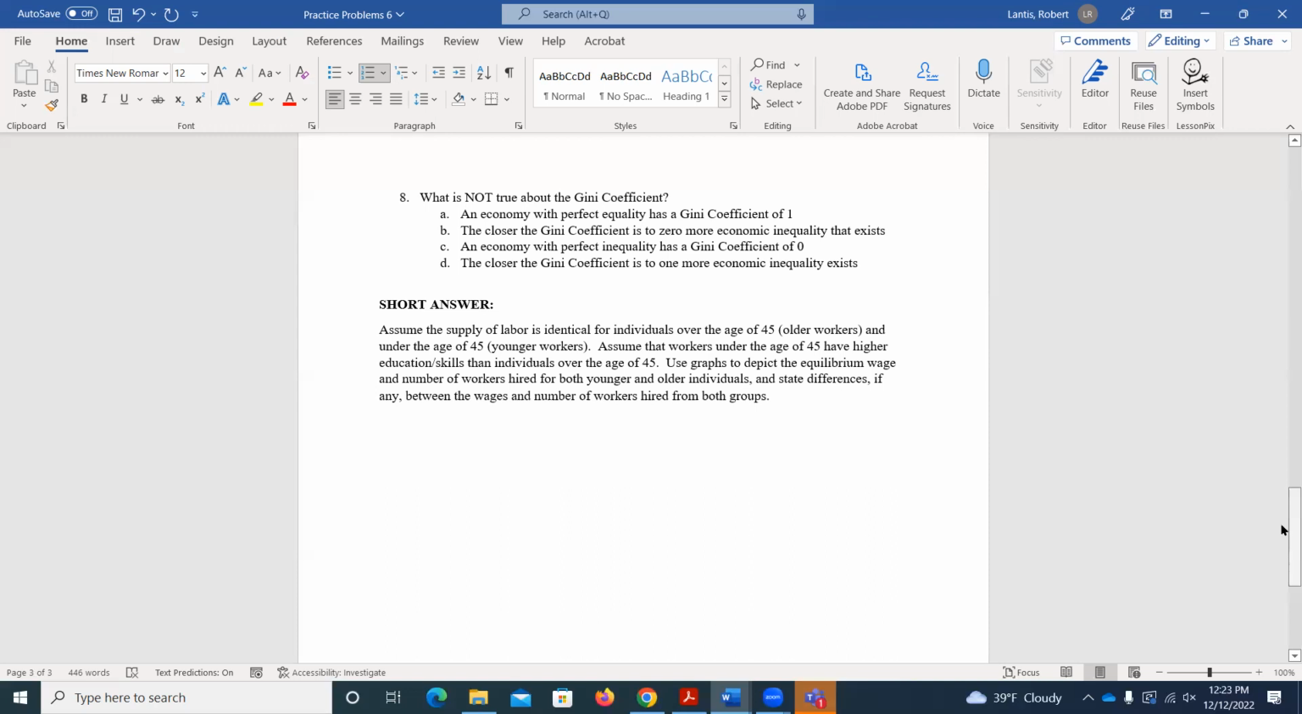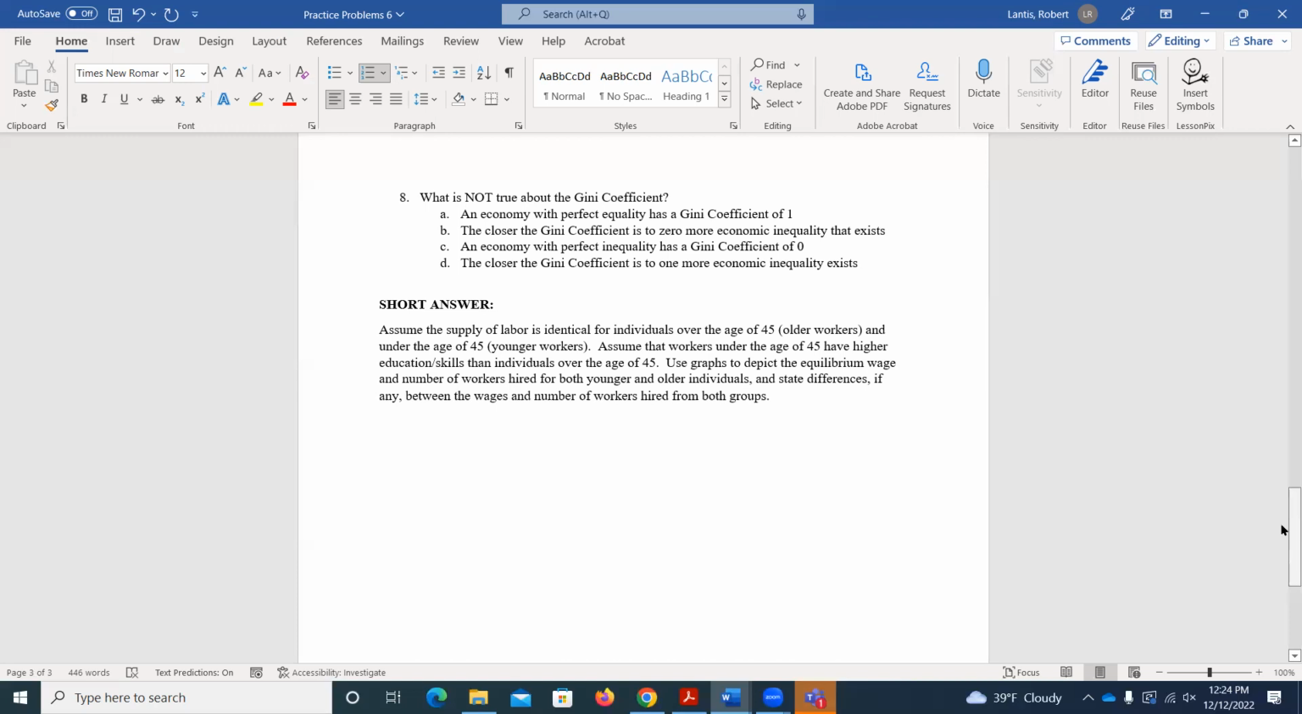So let's say here, I just start out putting my older individuals. So I'm going to identify where their equilibrium number of workers are and their equilibrium wages, okay? If my younger workers, we've got the same supply, but if my younger workers have a higher level of education, what do you think is going to be true about their demand curve relative to the older individuals? It's going to be higher.